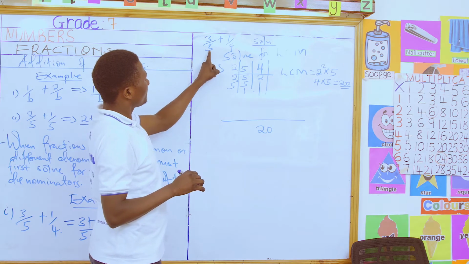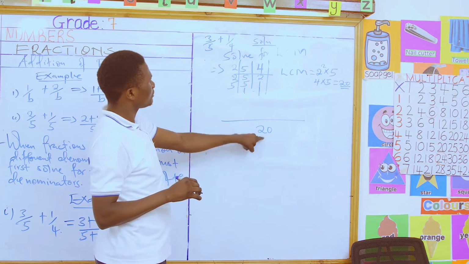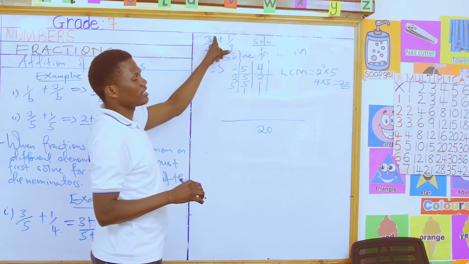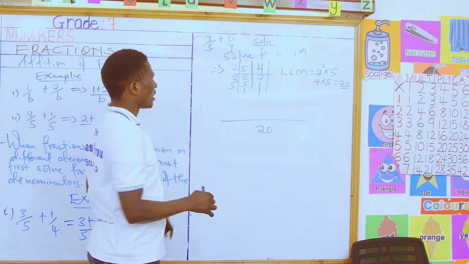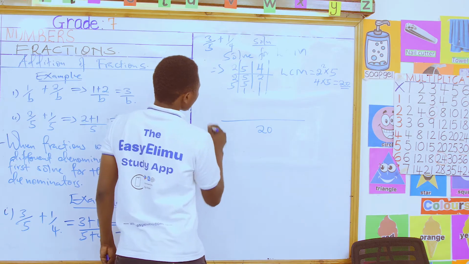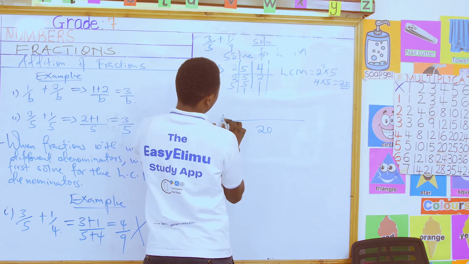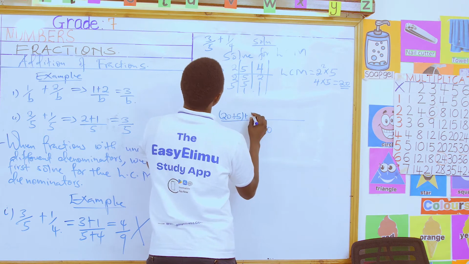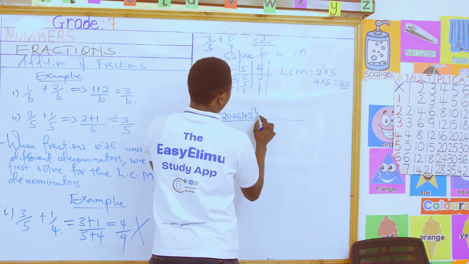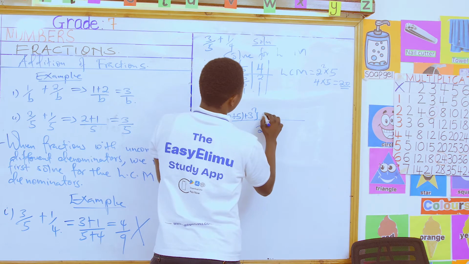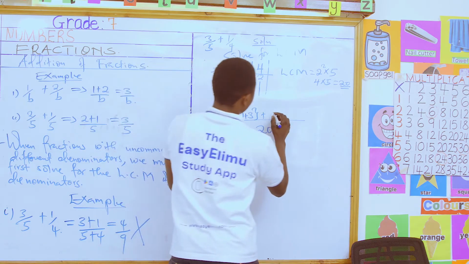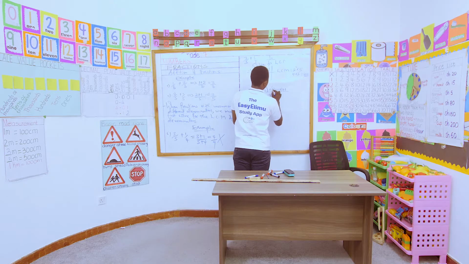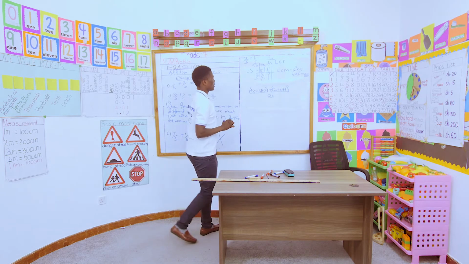We divide the common denominator by the denominator of each of the fractions. Then we multiply the quotient by the numerator of each of the fractions before you write it here. So 20, let me explain what I'm going to do here. 20, which is the LCM, divide by 5, then multiply by the numerator 3. Allow me to use this parenthesis, plus 20 divide by 4, then you multiply by 1.